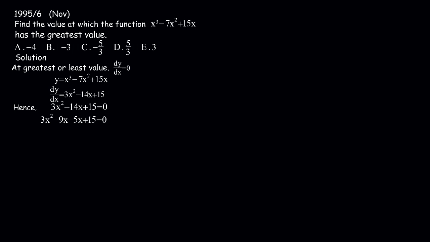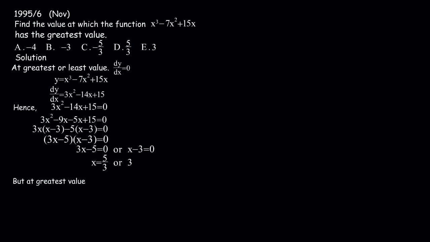Factorizing further, it becomes 3s in bracket s minus 3, minus 5 in bracket s minus 3 is equal to 0. And since the elements in our brackets are the same, you can factorize further to 3s minus 5 in bracket s minus 3 is equal to 0. At this point, 3s minus 5 equals 0, or s minus 3 equals 0. So therefore, s is equal to 5 over 3, or s is equal to 3.